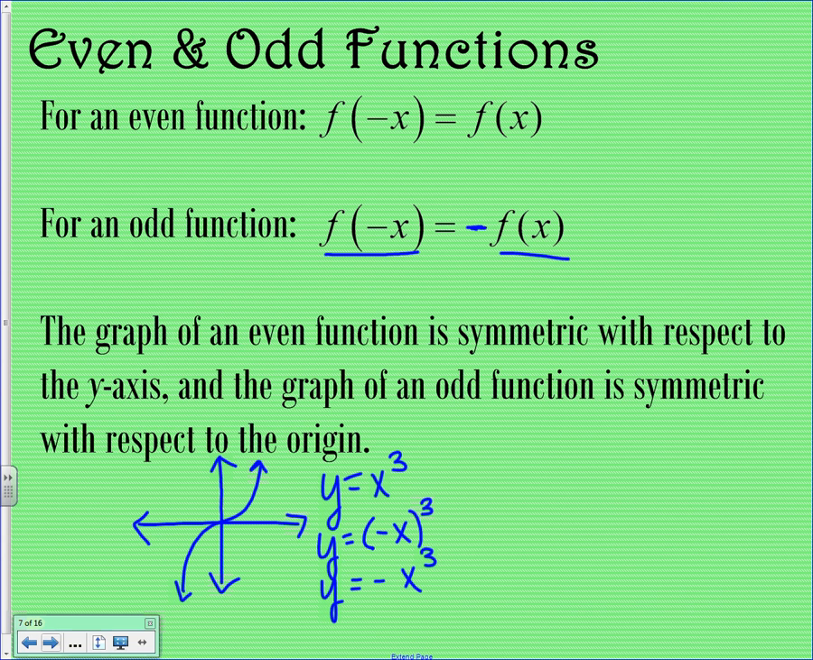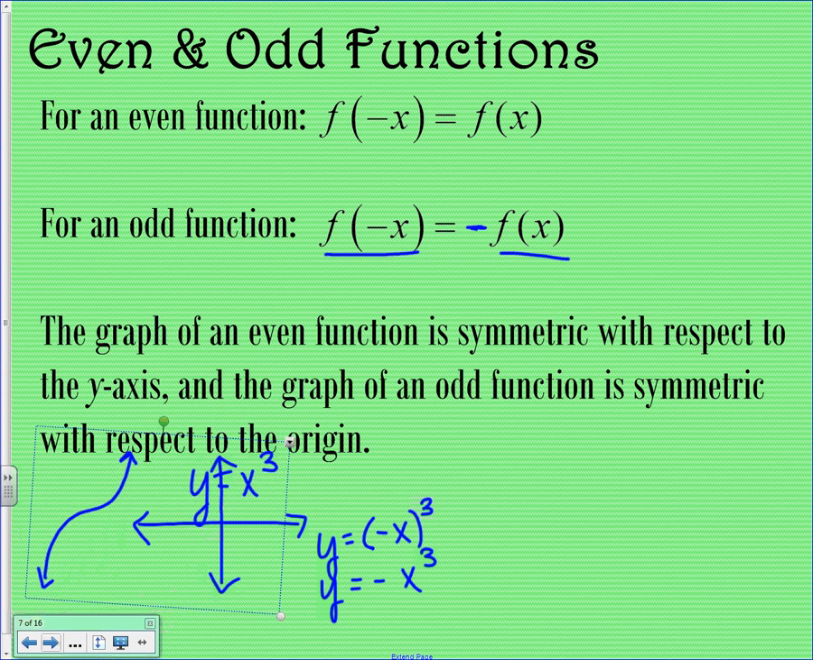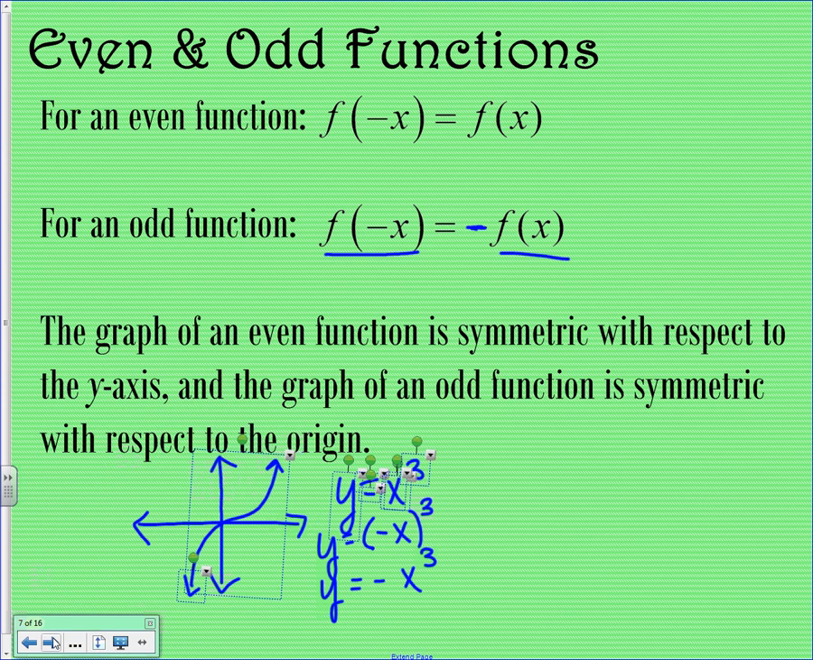And it is symmetric with respect to the origin, because if you take this function right here and you rotate it, when you rotate it, it's going to look the same. So that's an example of a function that's symmetric with respect to the origin. When you rotate it 180 degrees, you're going to have basically the same function. So that's what it looks like.